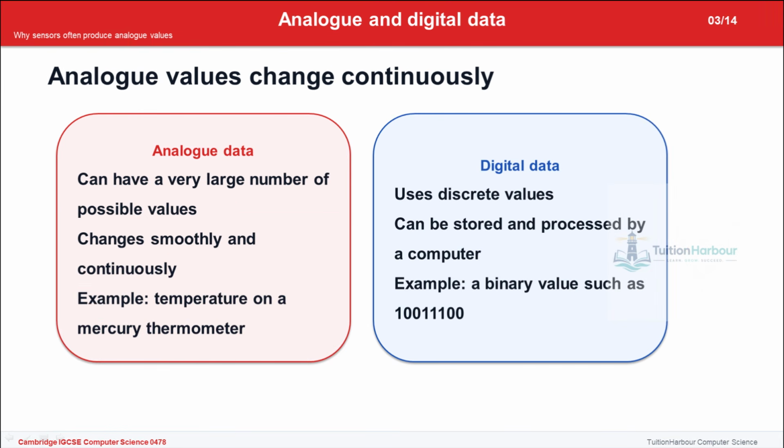Analog and digital data. Many physical values change continuously. Temperature is one example, so sensor readings are often analog. Computers store and process digital data which uses separate values such as binary numbers.